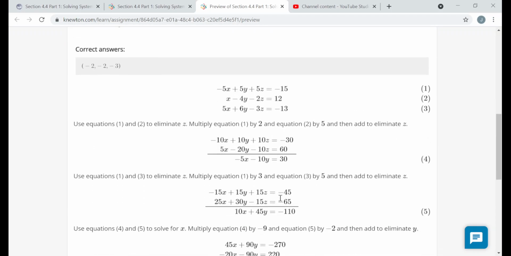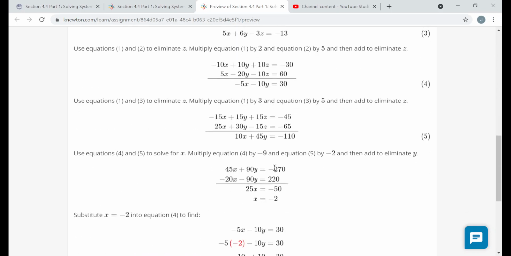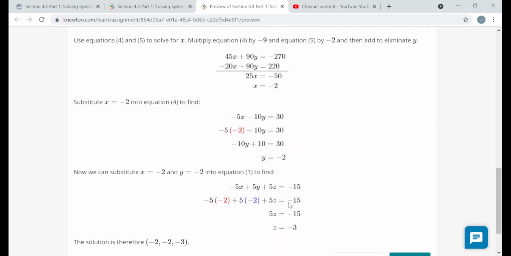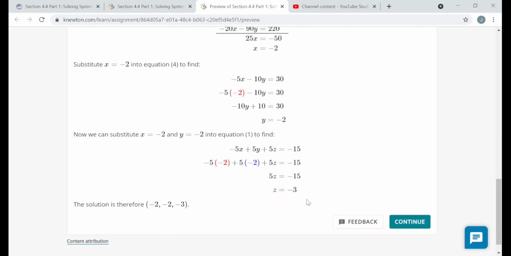Now, for some reason, they decided to eliminate the z's. I chose to eliminate x's. Whatever, right? And you see how they eliminated z twice, giving you 2 equations with x and y. And then you solved that system of 2 equations with x and y. You solved that for x and y, and then went back to one of the original equations and solved for z. You get the same result.